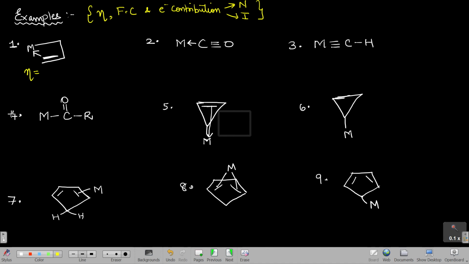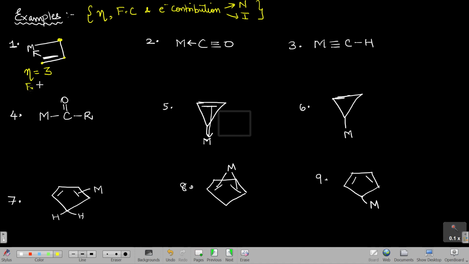Okay. Now, the first one, you need to find out the hapticity. Hapticity is represented by the symbol eta. So basically hapticity is the number of donor atoms from a ligand which are donating electrons to the metal. Here, this metal is getting electrons, one from this carbon and then from the pi bond. Now, the pi bond belongs to both the carbons, so you need to count both the carbons in hapticity. So the total number of donor atoms donating electrons to this metal is equal to 3. So the hapticity becomes 3.